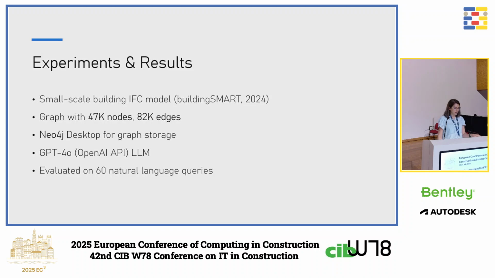For the experiments, we used a small-scale building IFC model from the buildingSMART public data. The generated graph was a very large graph with around 47,000 nodes and 82,000 edges. We used Neo4j Desktop for graph storage, the GPT-4 OpenAI API for the large language model, and we also used IfcOpenShell in Python in order to extract information from the IFC file.